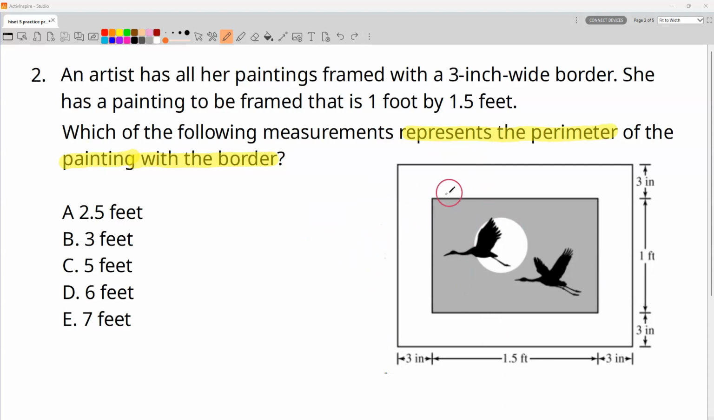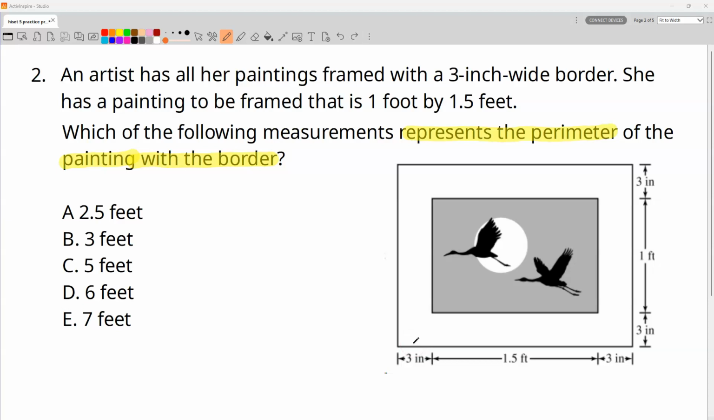And let's go to the painting here. If they were asking what is the perimeter of the painting only, that would be the distance around the painting, this distance right here. But they're asking for the perimeter of the painting with the border. So here's the border here. So the perimeter of the painting with the border includes the distance all the way around from here to here to here to here. So that's what we need to figure out. And what we're going to do is simply add up everything here.